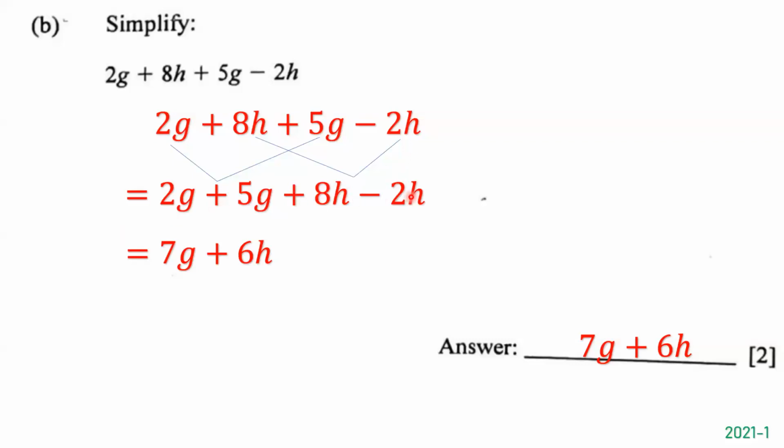You cannot add g and h. Those are unlike terms. We can't add them, but we can add 2g plus 5g. And 2g plus 5g is definitely 7g. And 8h minus 2h is 6h because 8 minus 2 is definitely 6. Now, since we have 7g plus 6h, that's our answer. We cannot simplify it any further because 7g and 6h are unlike terms, because they have different letters attached to them. So that's our answer. We leave it.